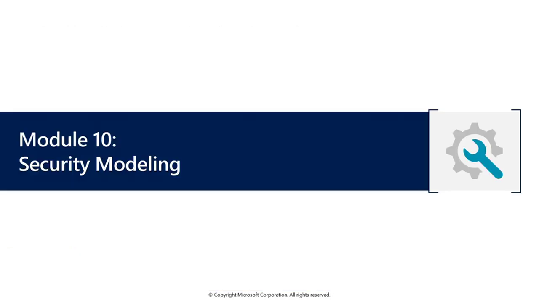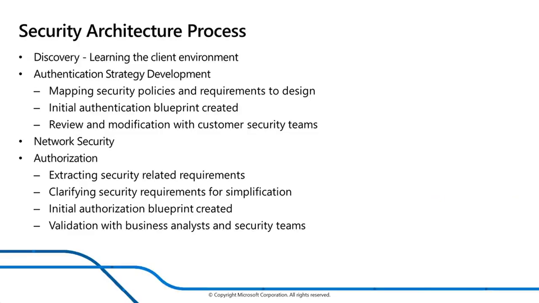Let's talk now about security. So, security architecture process. Usually you have to discover first. You have to learn the client environment, okay? And the second step is defining the authentication strategy, because users are maybe coming from Azure Active Directory or maybe from Active Directory. So you will have to think about the way they will be authenticated.